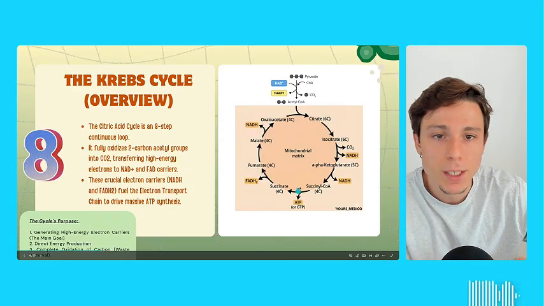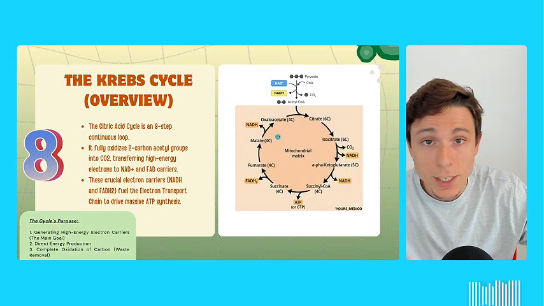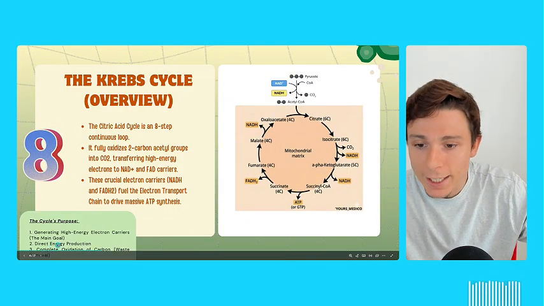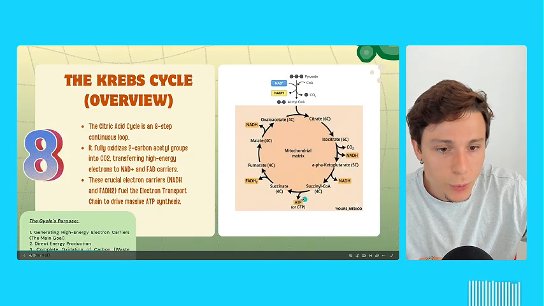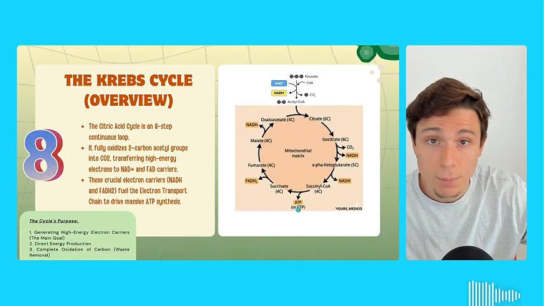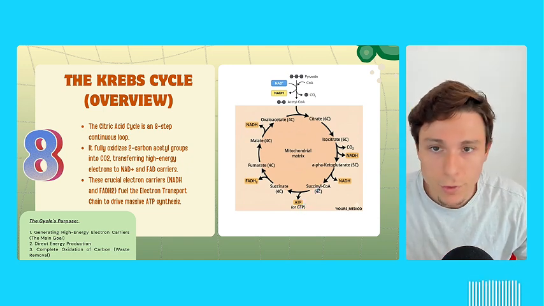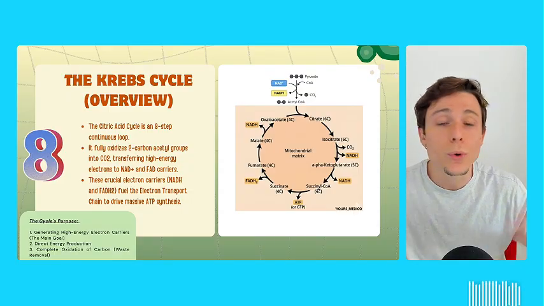There will be ATP being produced here, so that's also one of the purposes of the Krebs cycle, but not the main one. So direct energy production, as you can see here, we have ATP being produced in the form of GTP, okay? We're going to go through that. And finally, the last purpose of the Krebs cycle will be to get rid of the waste, okay?